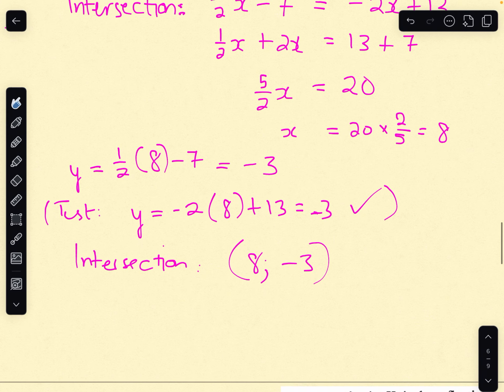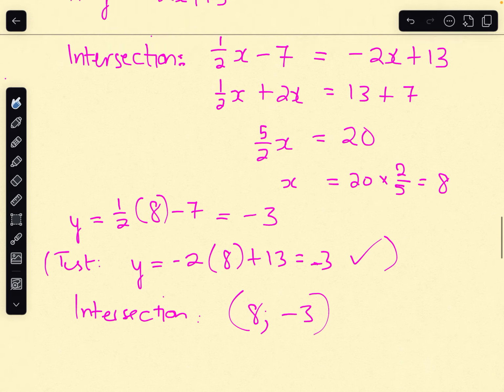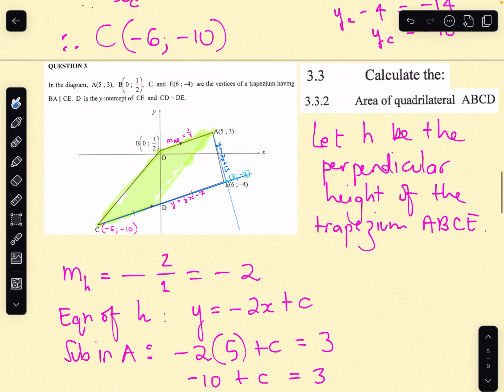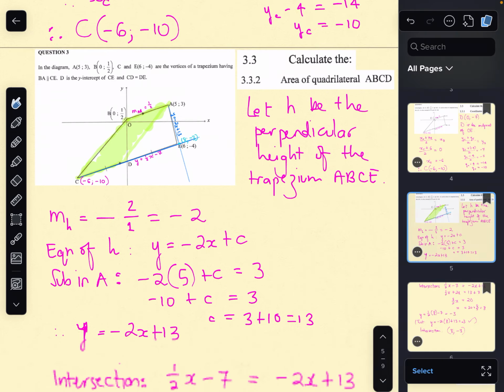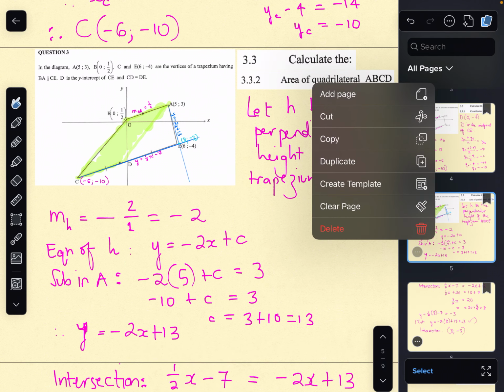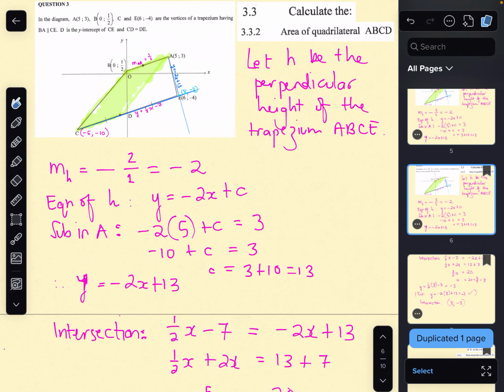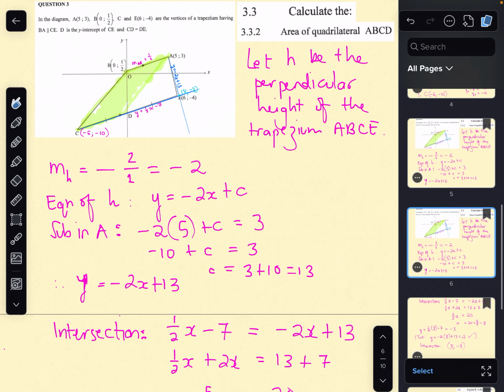Spoiler alert, I have gotten a glimpse of the memo's workings for this question, and I am definitely taking a very long route, but yeah, we'll see how they went about it.